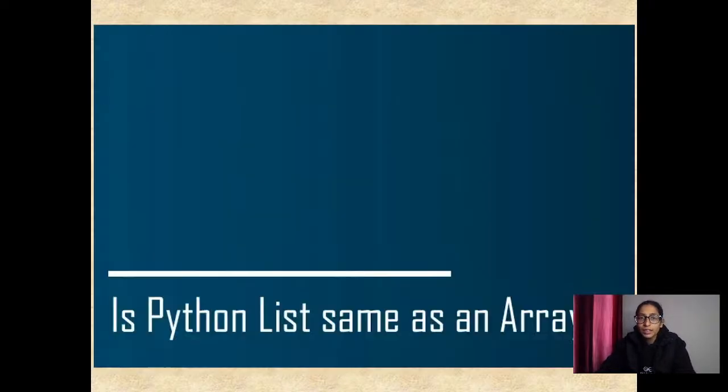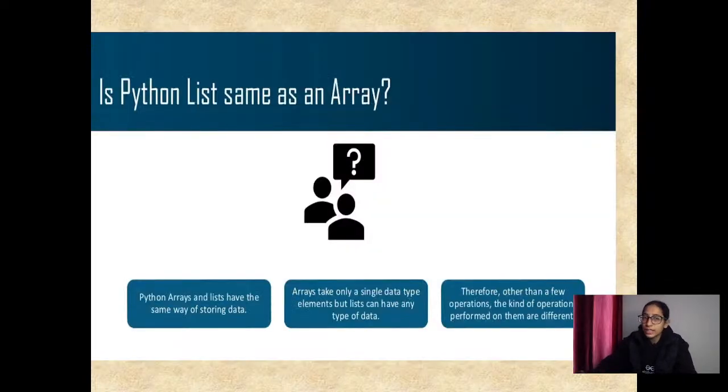Now, is a Python list the same as an array? This question is raised all the time. Correct? Is your array or your list the same or not? First of all, Python arrays and lists have the same way of storing data. They store item elements in a single variable. Okay, so it is the same in storing your data.